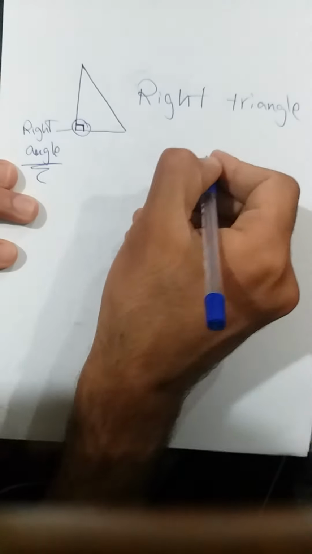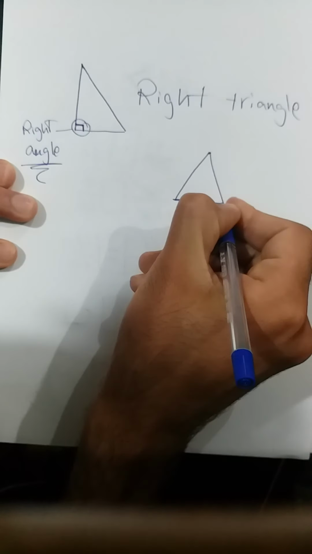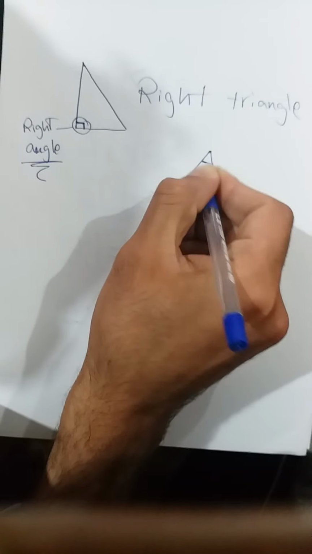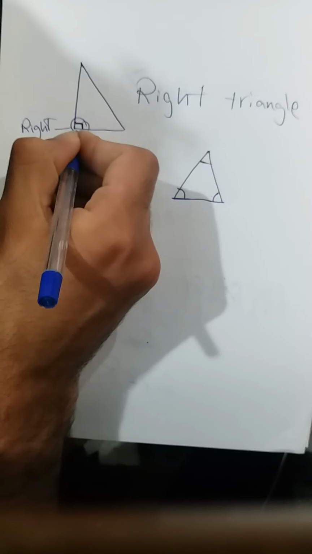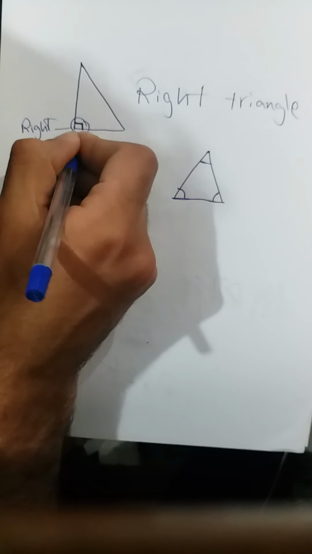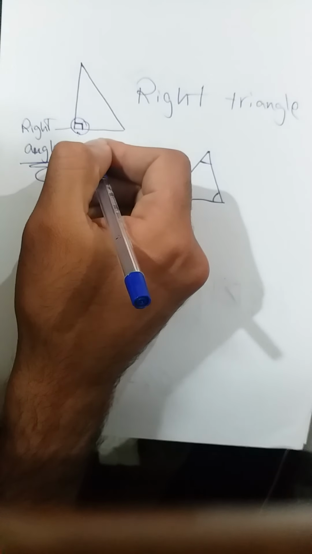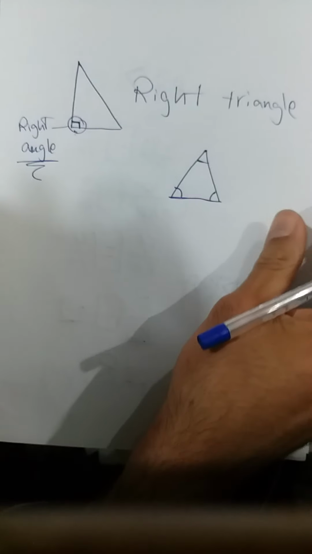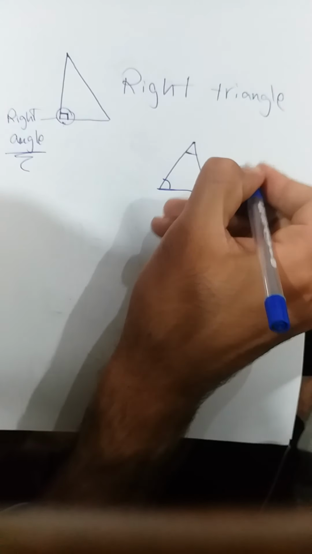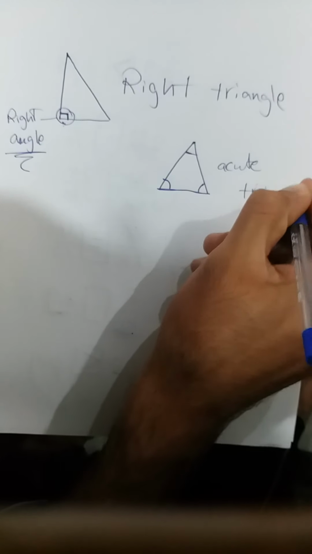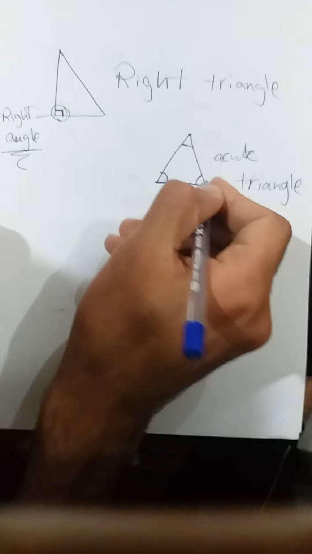Go to the second one, which is like this. Oh, teacher, I cannot understand. Teacher, look here. I am having 3 angles. And the 3 angles here are less than a right angle. If I'm having 3 angles less than a right angle, I'm going to have what? An acute triangle. Okay, because these angles are acute.